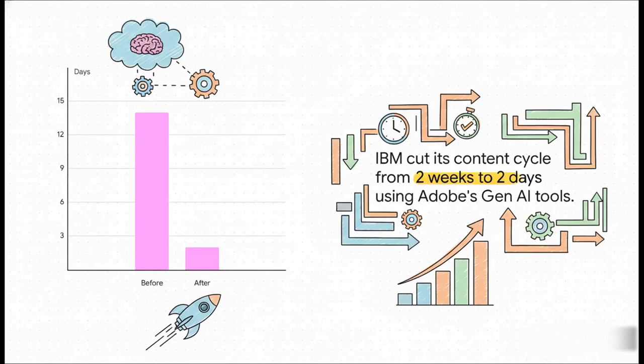And the impact of working this way? It is absolutely staggering. I mean, look at this. In a real-world study, IBM reported that using Adobe's Gen AI tools took their content production cycle from 2 full weeks down to just 2 days. Let that sink in for a second. That is a massive, massive speed boost.